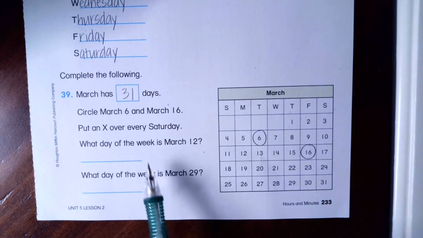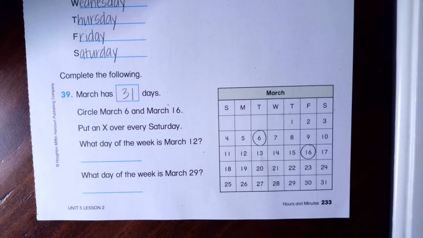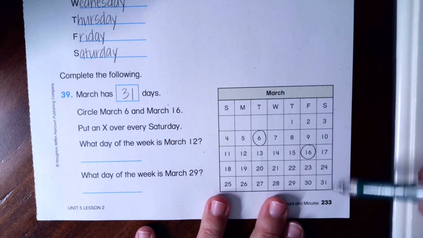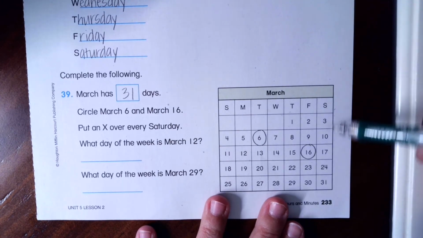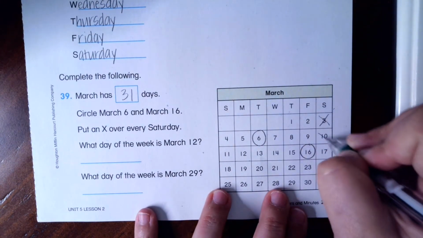It wants you to put an X over every Saturday. So calendars are kind of interesting because some people think that the week starts on Monday and ends on Sunday, and some people think that the week starts on Sunday and ends on Saturday. So this calendar shows starting on Sunday and ends on Saturday. So this S right here is your Saturday. So it wants you to put an X over every Saturday.